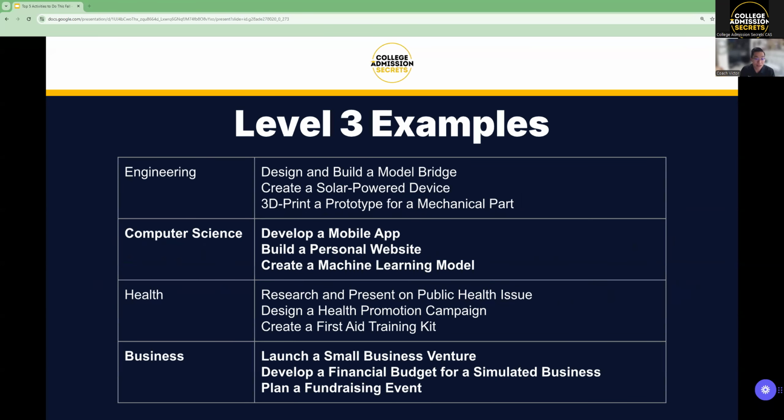What this might look like for an engineer: designing and building a model bridge, or designing and building pretty much almost anything, whatever interests you, whatever problem you could solve. Create a solar powered device, or 3D print a prototype for a mechanical part. All of this is great project work.